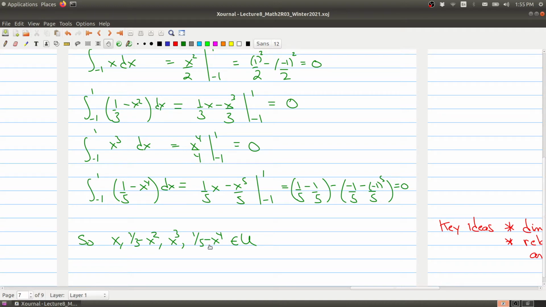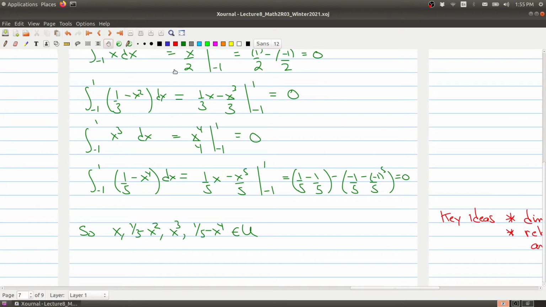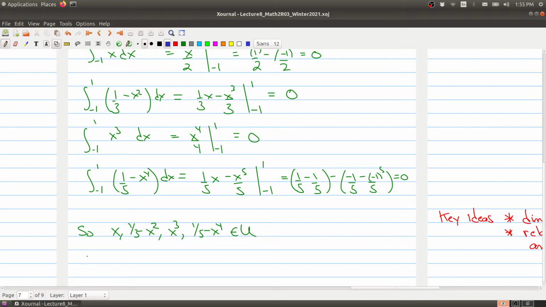Now this part might be totally obvious to you, but these elements are all linearly independent. Okay, so let me write this down.